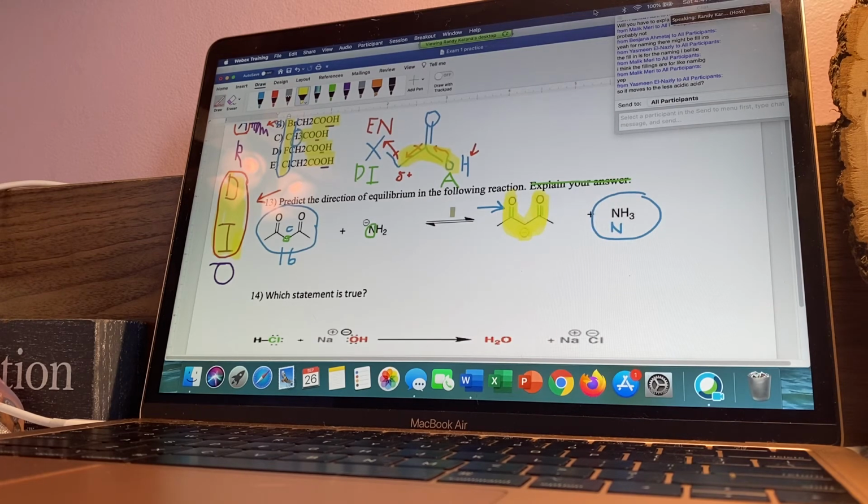Every equilibrium arrow is going to be favoring the side that has the weaker acid. Because if you think about it, if you have a strong acid versus a weak acid, that strong acid wants to get rid of its hydrogen, and so it will. It's more favorable for you to get rid of the stronger acid.